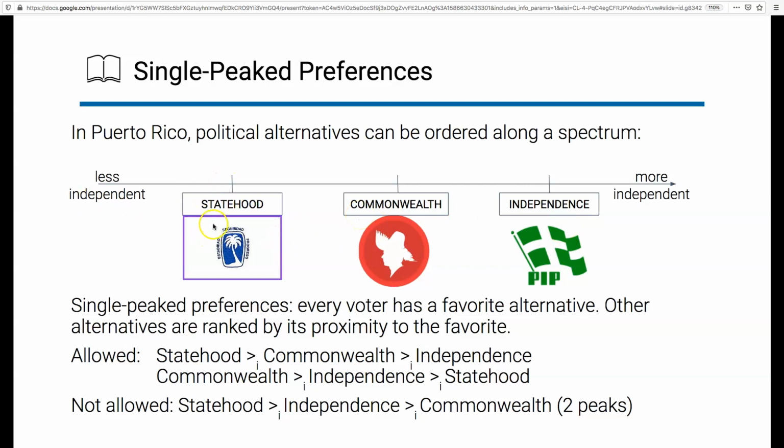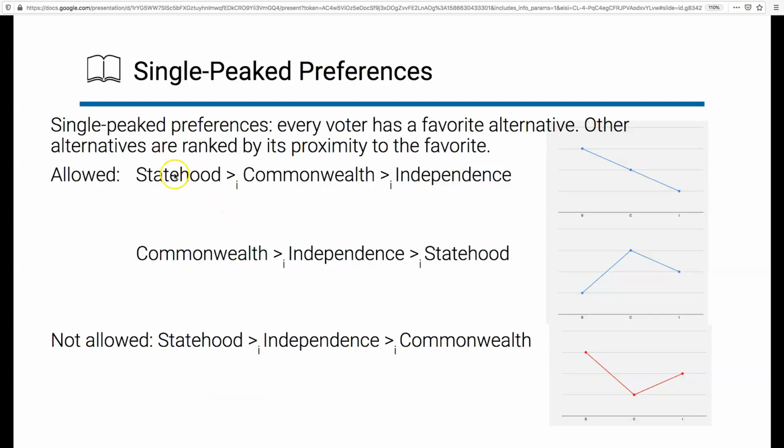So if you like statehood, then Commonwealth should be preferred to independence. If you like independence, then Commonwealth should be preferred to statehood. And graphically, we can depict each of these three kinds of preferences as follows. Statehood first, Commonwealth second, independence third. So top rank, second best, third best. You can see that there is a single peak on this graph.